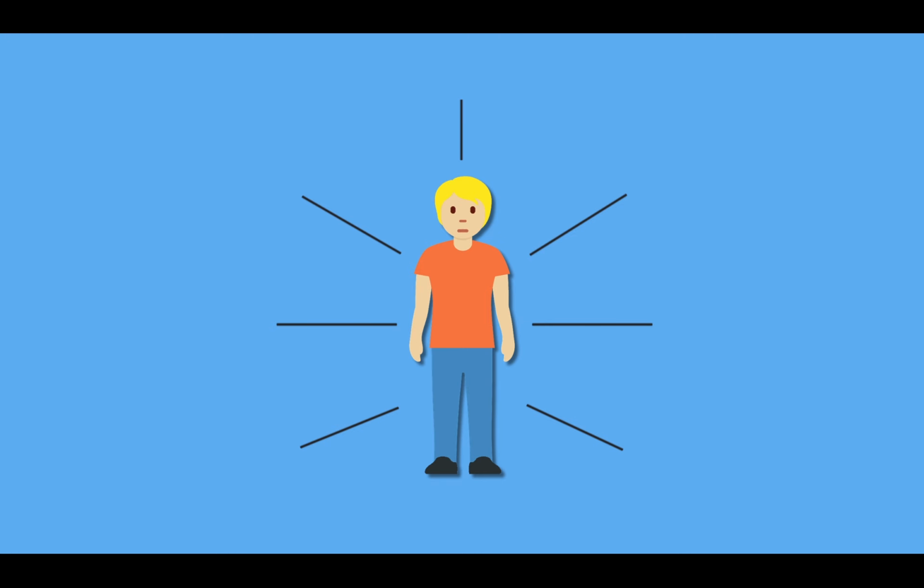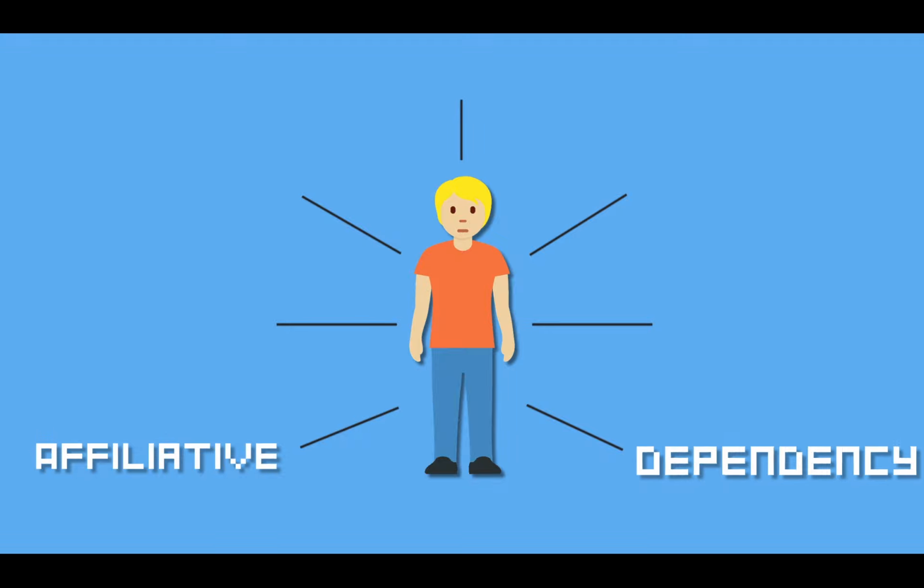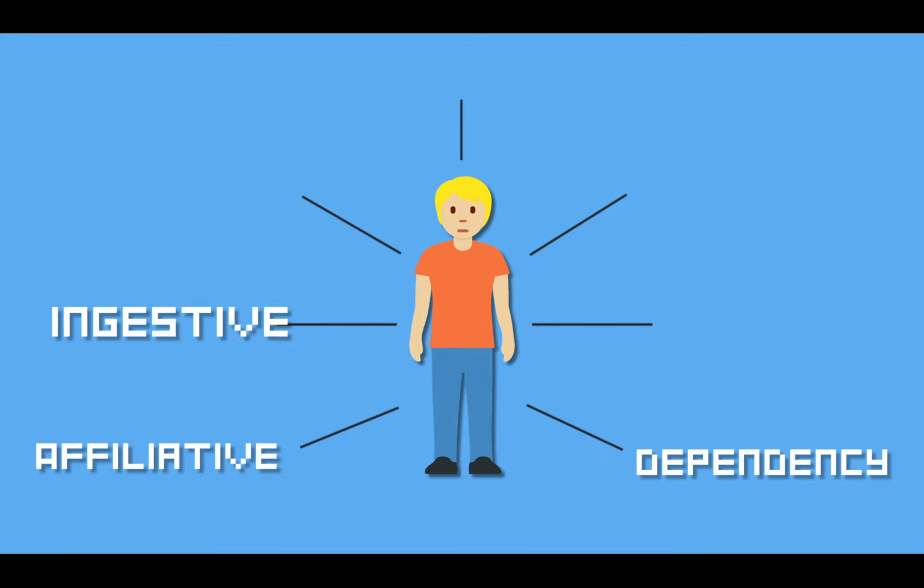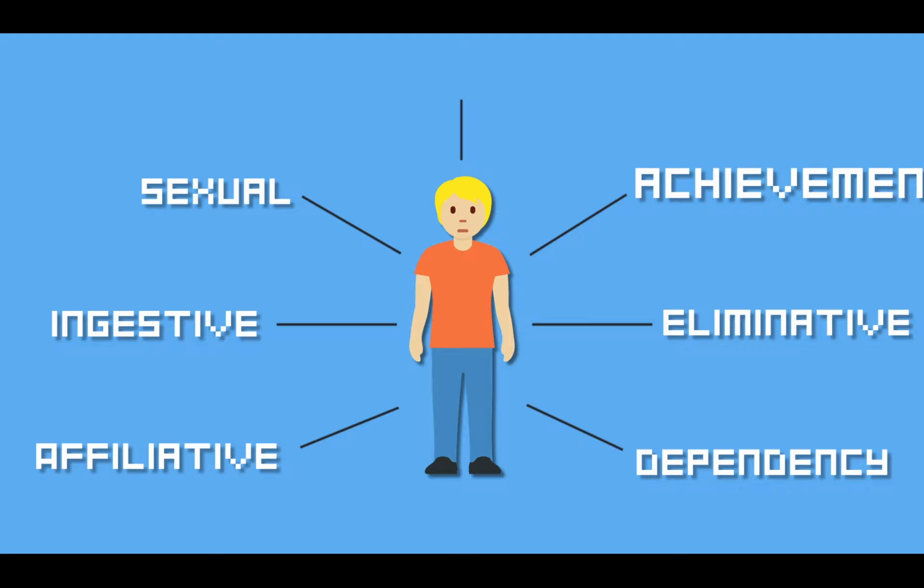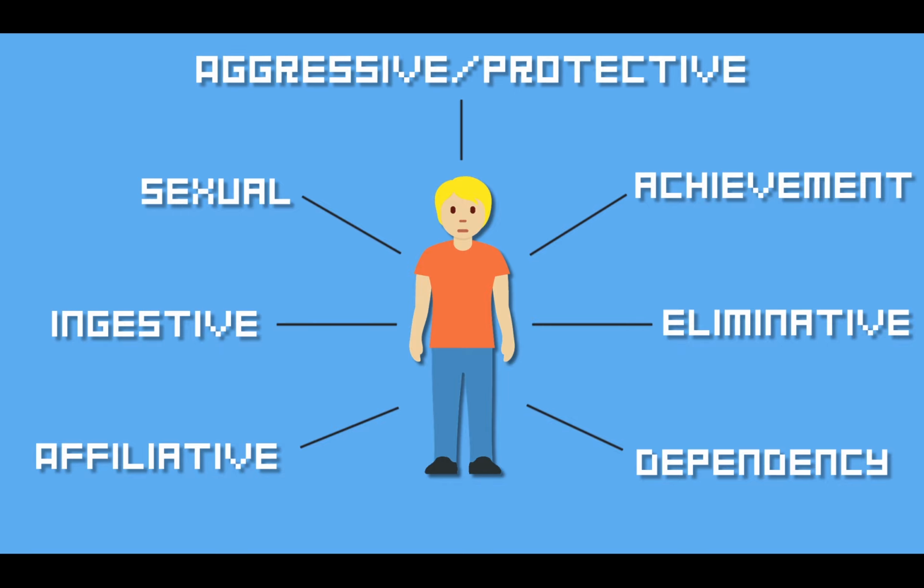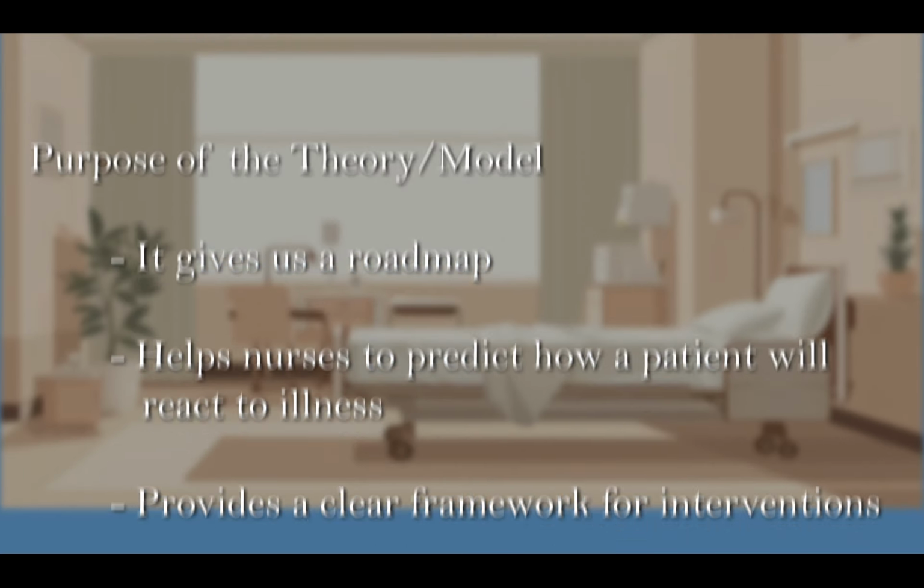The 7 subsystems are: affiliative, our need for social connection; dependency, our need for help and care; ingestive, our relationship with food and fluids; eliminative, our body's waste processes; sexual, our sense of identity and reproduction; achievement, our drive to succeed and master things; aggressive or protective, our instinct for self-defense.